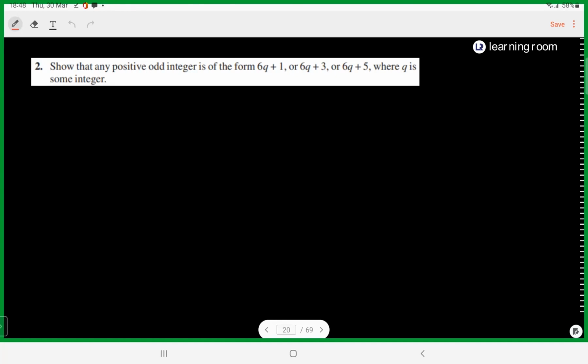So let's say we want to show that any positive odd integer is of the form 6q plus 1 or 6q plus 3 or 6q plus 5. Let's say take any positive integer, not odd integer, take any positive integer, let's say equal to a. Take b equal to 6. So using Euclid's division lemma, how can I express a?